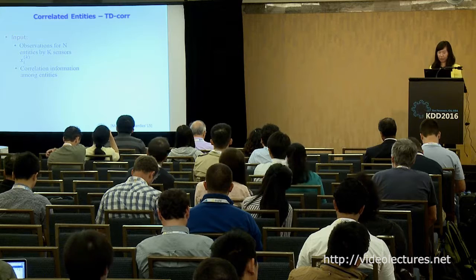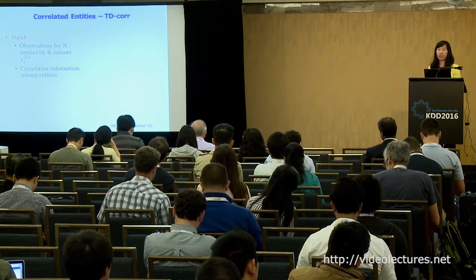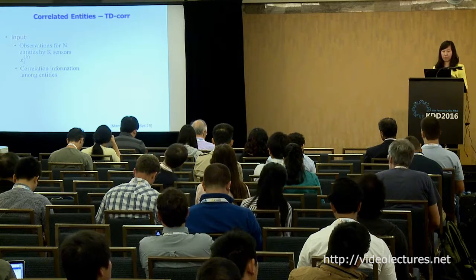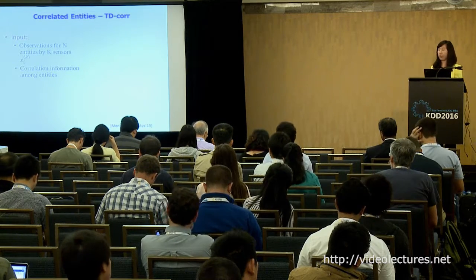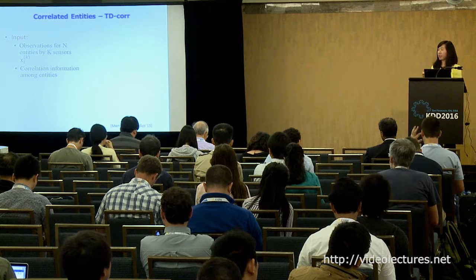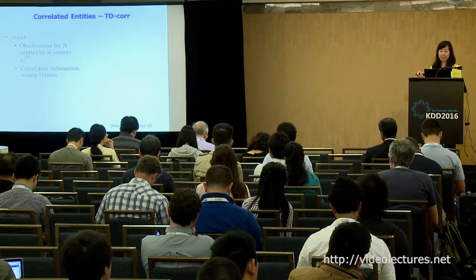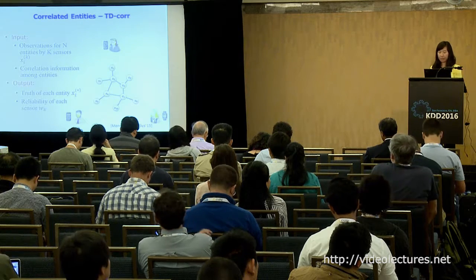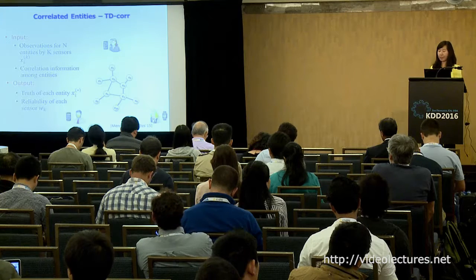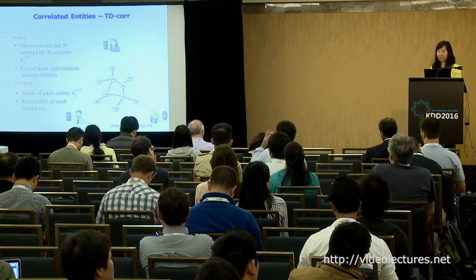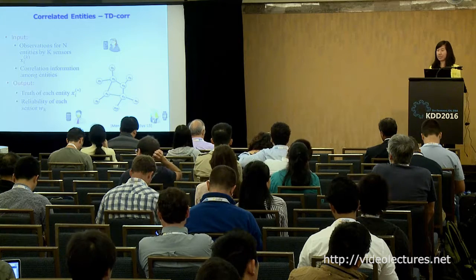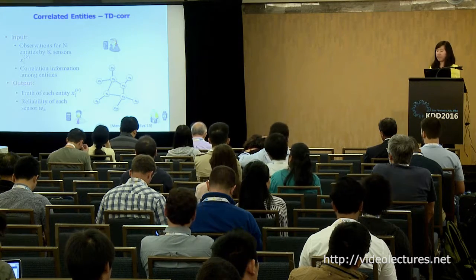That's what we did in this SenSys 2015 paper by my student Chuishi Meng. SenSys is actually a sensor network conference. So the input is the observations for N entities by K sensors. Here each sensor is regarded as a source. Besides this information, we also have the correlation information among entities. And then the output will be the truth of each entity and also the reliability of each sensor, indicated by this WK. And the truth is indicated by this XI star.